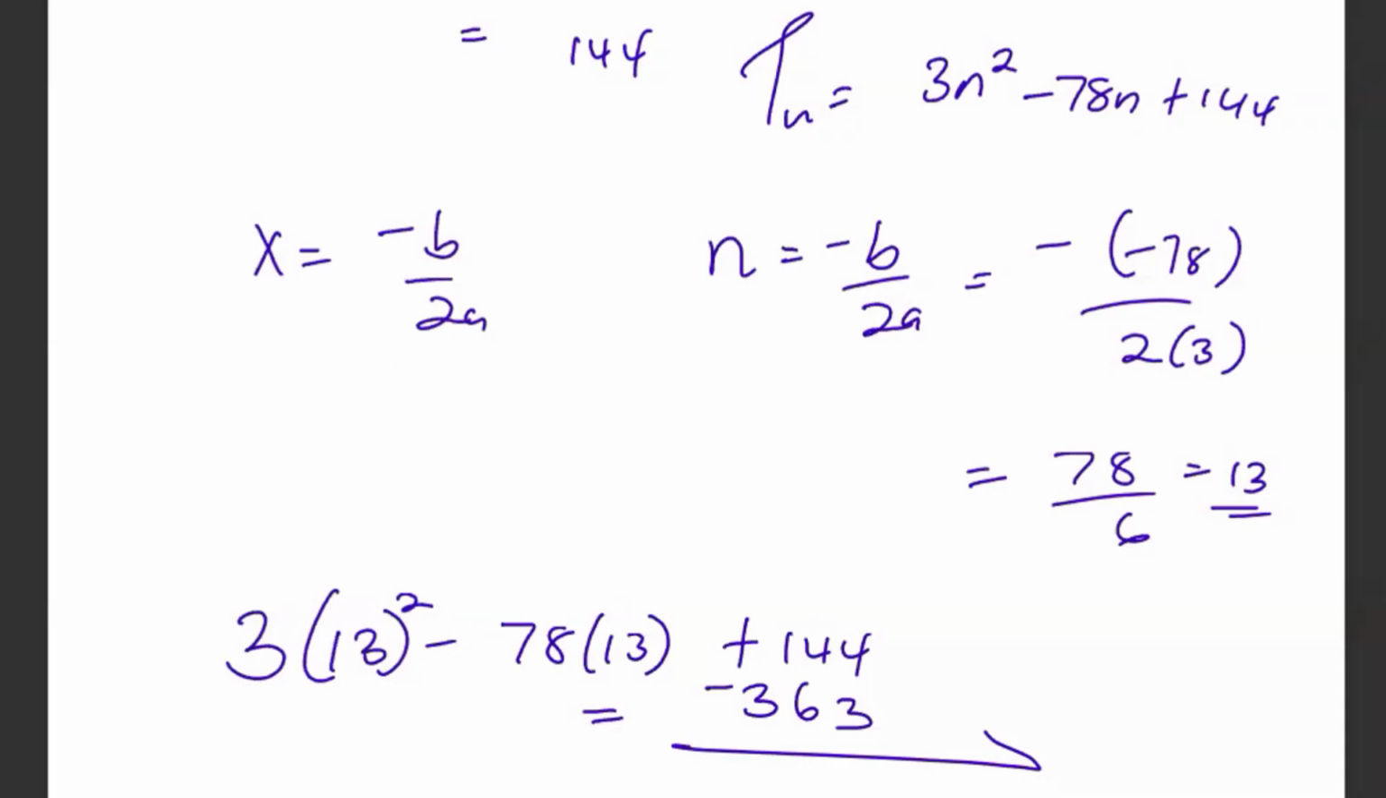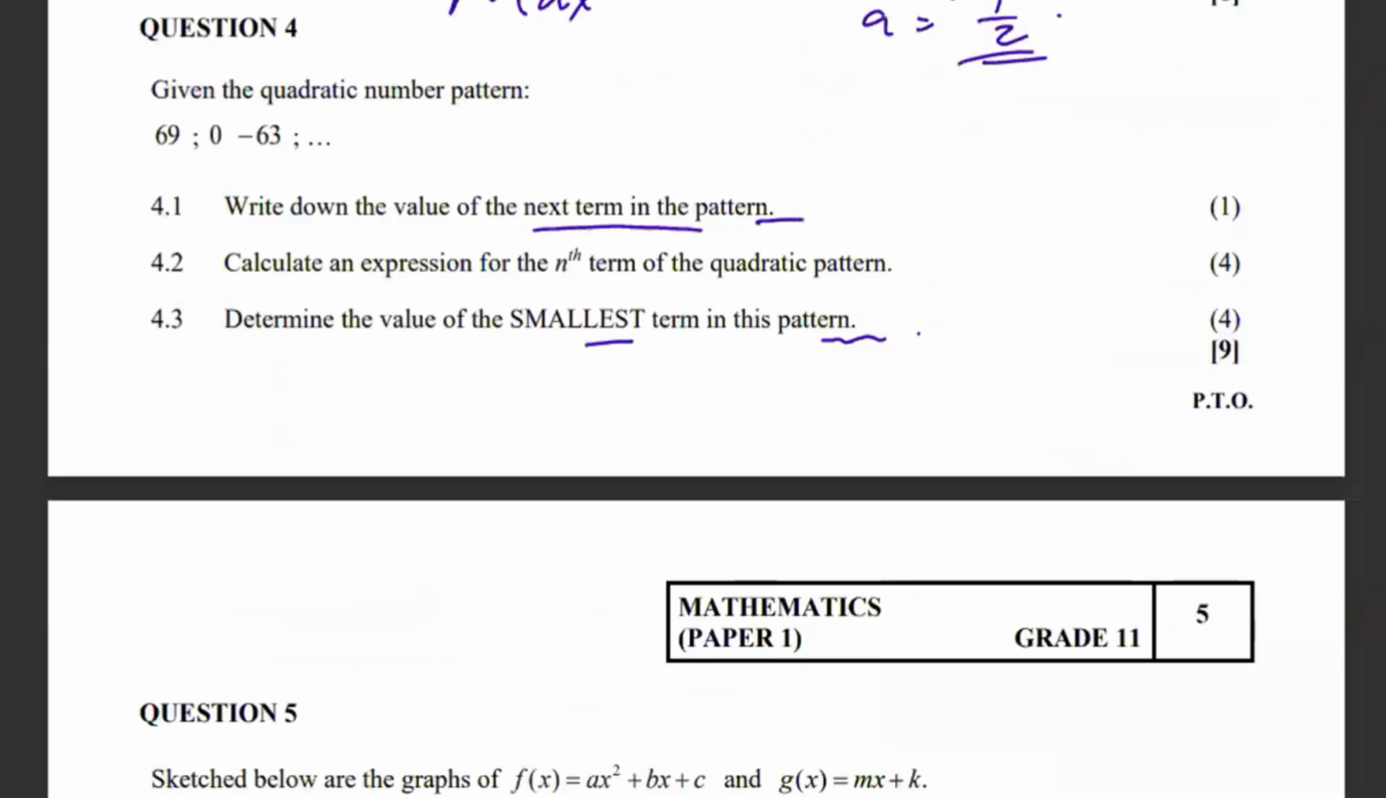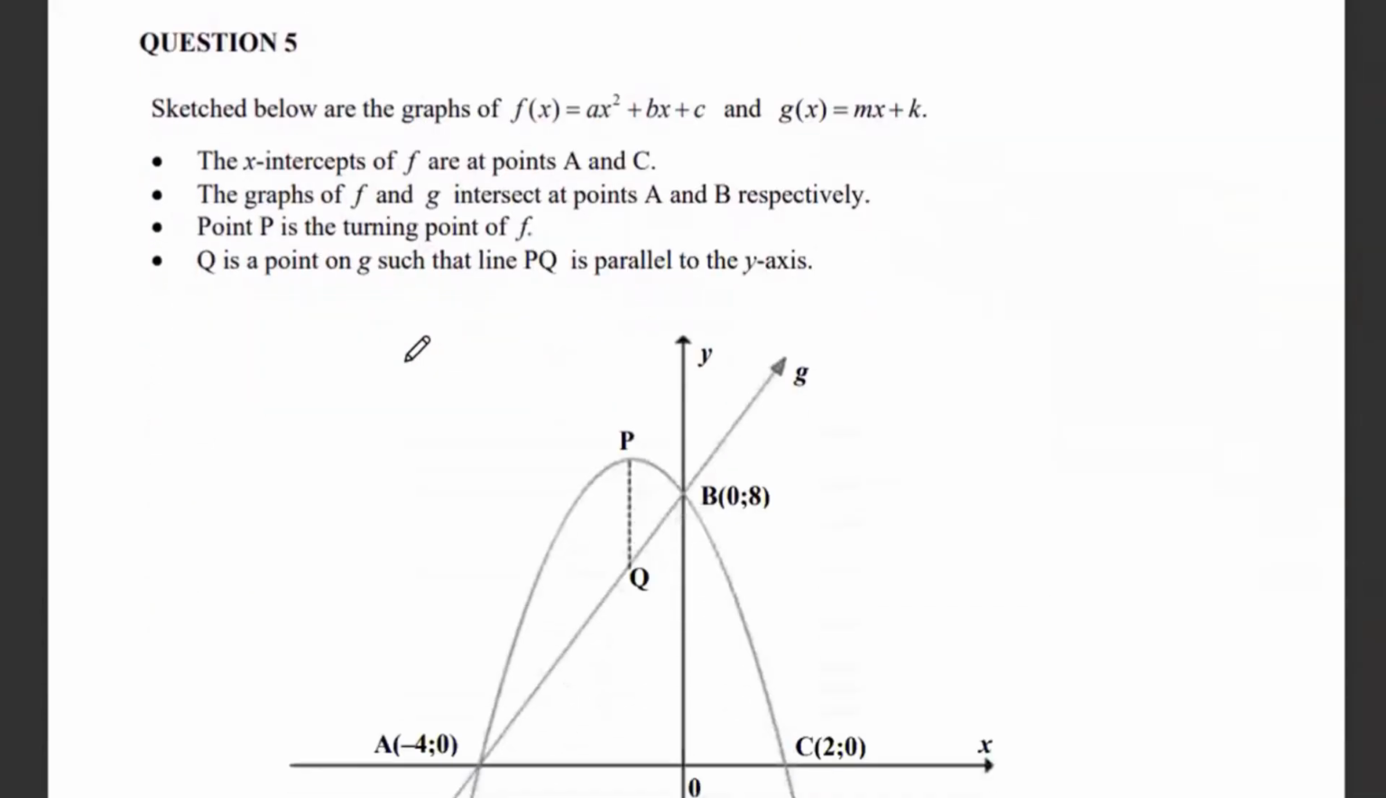So remember, this is a parabola. It's just something like that, since the a is positive. All right, so that is question number 4, which is number patterns. Now, question number 5, which is the functions.